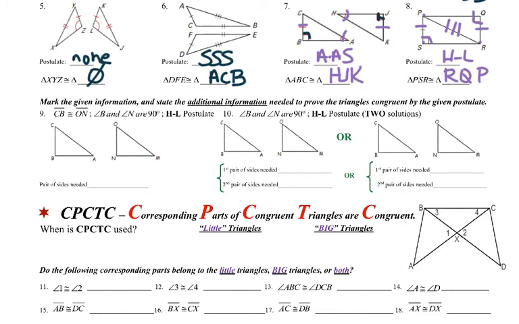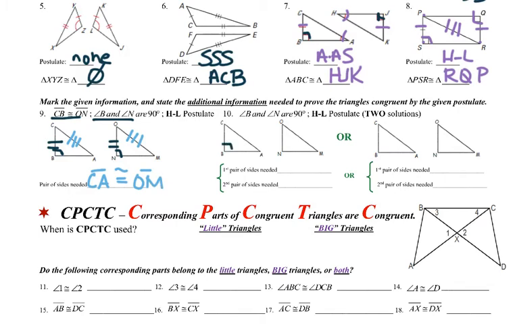Just like before, we're going to have some problems where they give us some information that we mark on the picture. Don't forget. Angle B, angle N are right angles, and then it wants HL. So what's missing is the H. The CA congruent to the OM. That's what's missing.